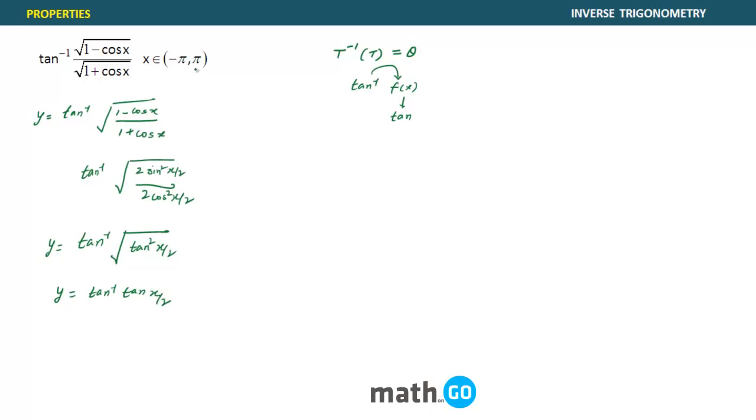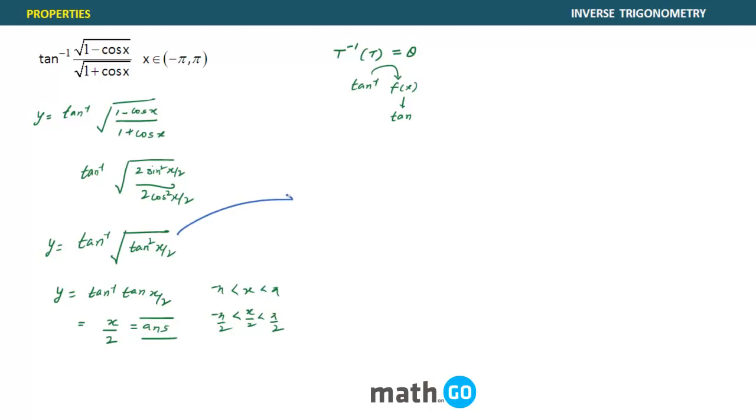Since it is given that x lies between minus pi and pi, what is the domain of x by 2 then? Minus pi by 2 to pi by 2. So this is in the principal value branch of tan inverse, and I can easily apply the formula. So the answer I should be looking forward to is y equal to x by 2. This is the answer. But mind it, this answer is wrong. Why? It is only the half answer.